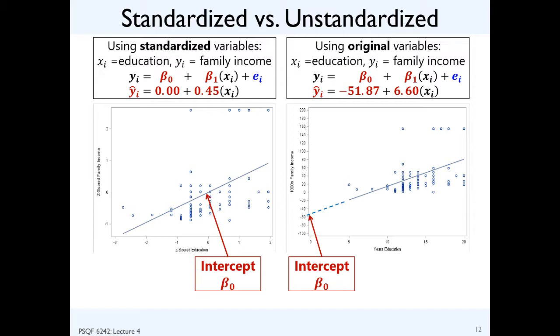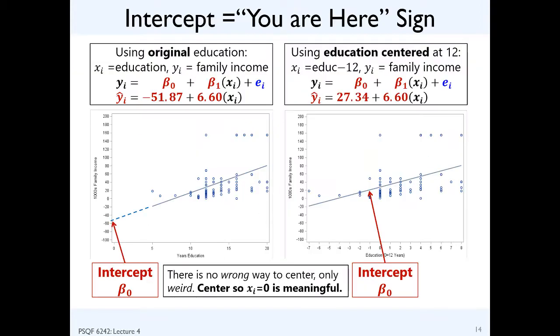So the "you are here" sign, the intercept, we always want to make it something meaningful. And the way to do that is to change the scale of x so that 0 means something. The idea of changing the scale of a predictor so that 0 means something is called centering. You're making a new center point. There are no wrong ways to center, only ways that are more or less weird.